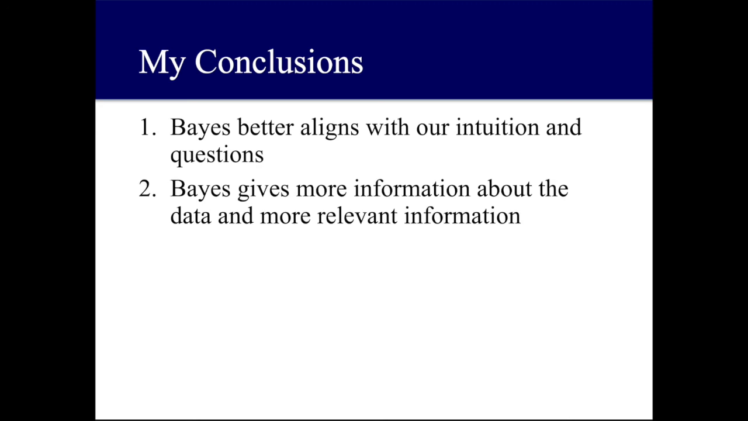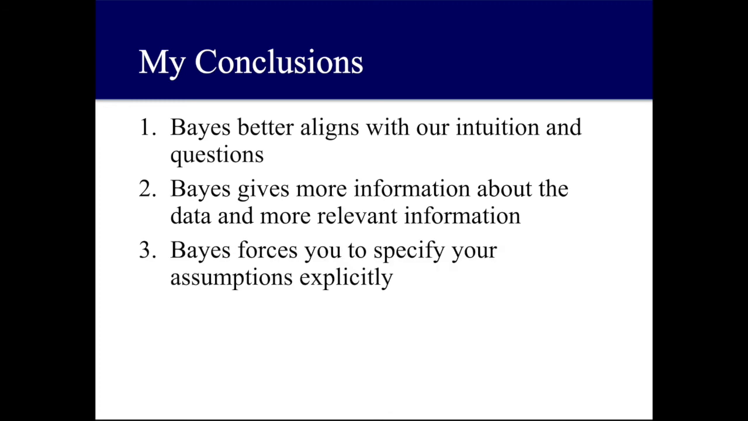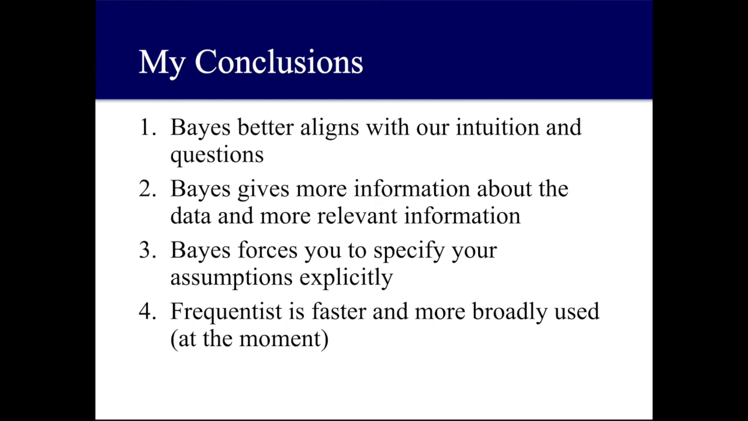Bayes gives you more information about the data and more relevant information about potential treatment effects by estimating the probability that a hypothesis or an effect is significant rather than the probability that data arise. I think it's an advantage that Bayes forces you to specify your assumptions explicitly within that prior distribution. This allows other researchers or reviewers to examine whether they think that those assumptions are appropriate or not. However, frequentist inference is definitely faster, doesn't require as much computation time on your computer, and is more broadly used, at least for the moment.